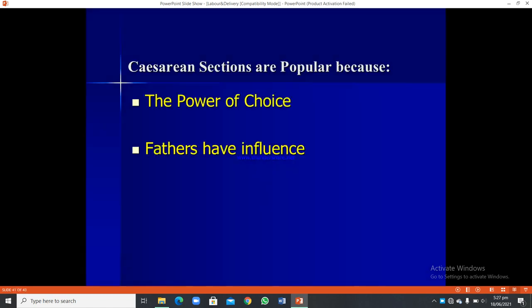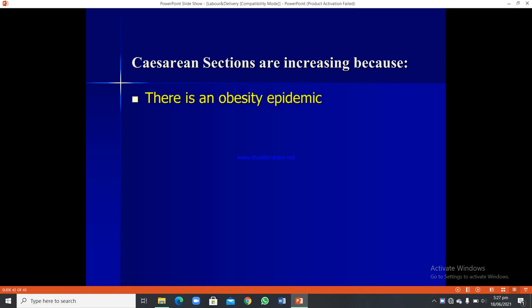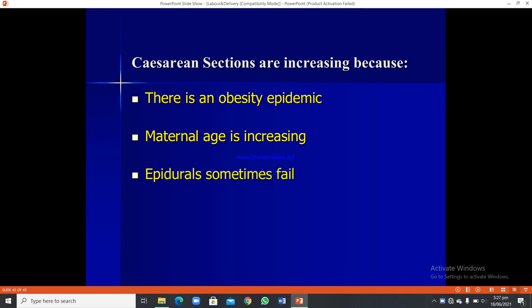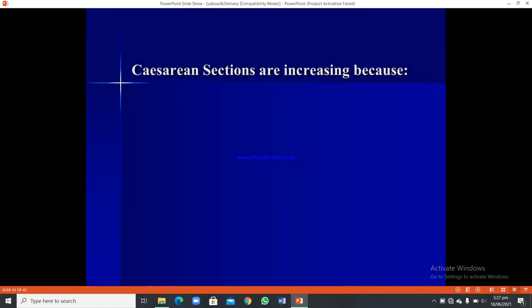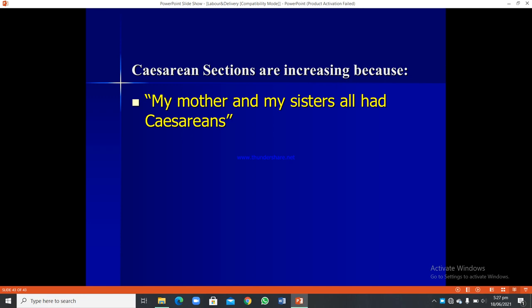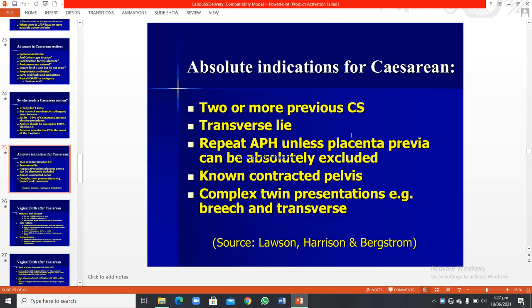Patients are privately insured. GPs and midwives compete with specialists. The power of choice. Fathers have influence. It is fashionable. Reduced family size. There is an obesity epidemic. Maternal age is increasing. Epidurals sometimes fail. Induction of labor sometimes fails. An epidemic of sexual abuse. My mother and my sisters all had caesareans. This is an IVF baby that is very precious, in vitro fertilization. Evolution of the species.